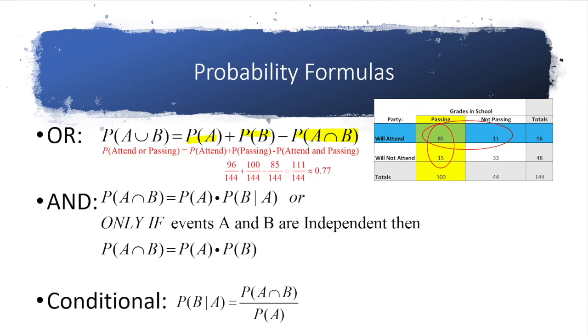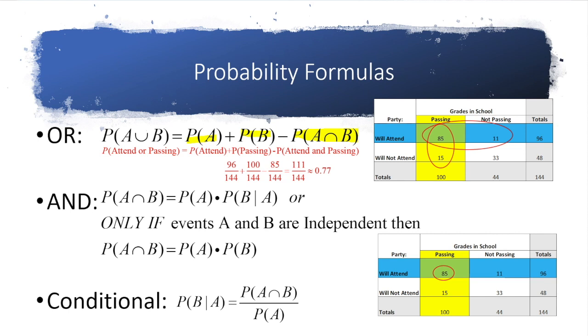So when you do your calculation, you would have the probability that they attend, which is 96 out of 144, plus the probability that they are passing classes, 100 out of 144, and then subtract where they overlap. Subtract that 85 out of 144, because we've counted that 85 in both groups already. And so we would get 111 out of 144, which is the same as if we had added those three numbers up in the table, which is how we did the problem initially. And so our overall probability of A or B would be 0.77.